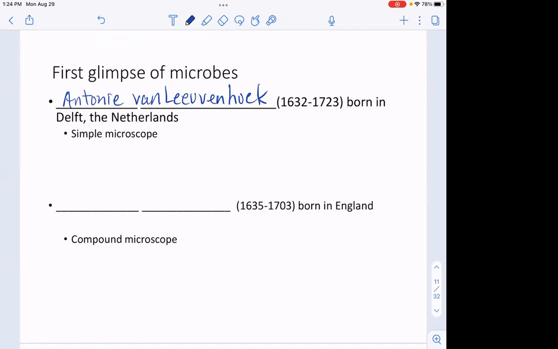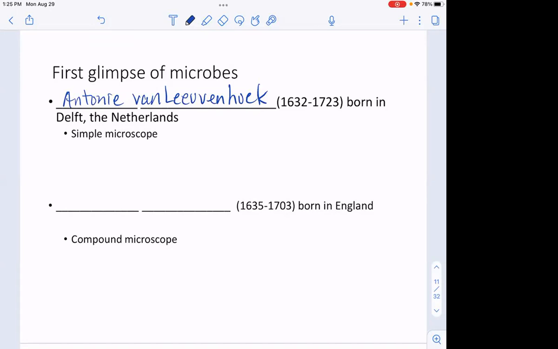Another, along those lines, Robert Hooke, he was a contemporary of Leeuwenhoek, and he is given credit for first coining the term cells. Okay, he looked at some dead cork and saw little compartments, and he called those little compartments cells. We didn't really understand that that was the basic unit of life, but we give him credit for also having some workable microscopes.